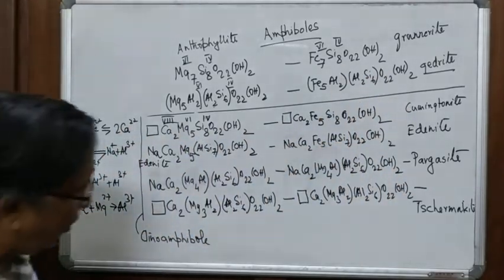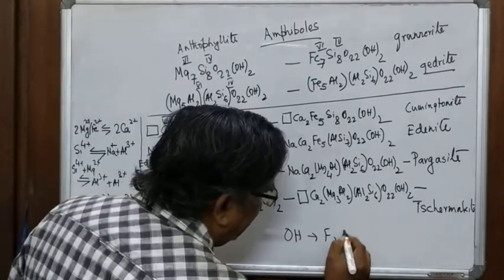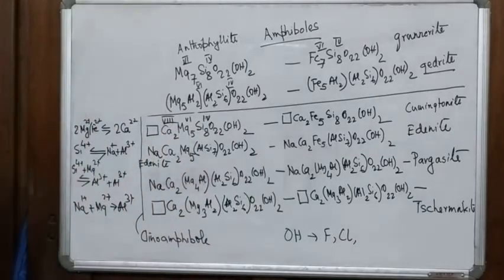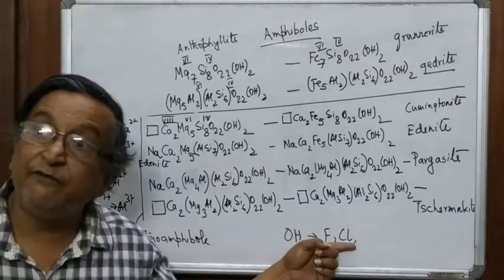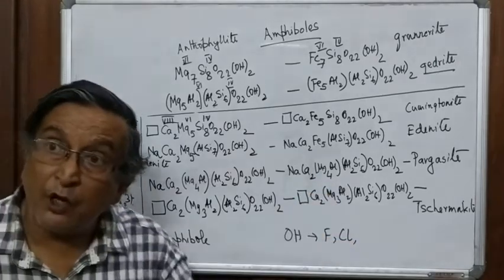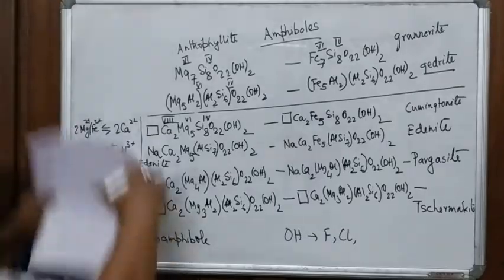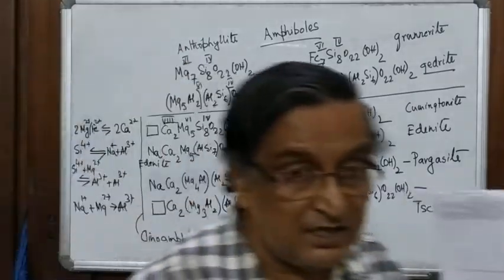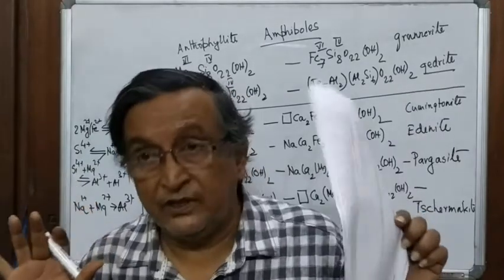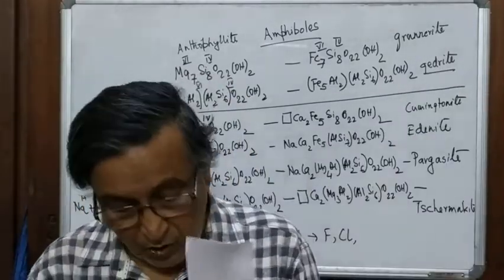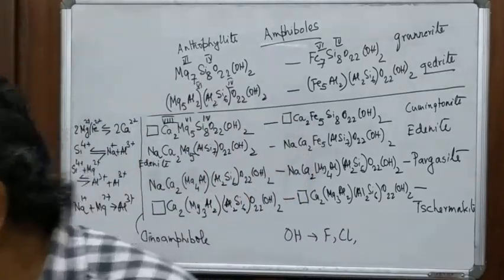And OH can be replaced by fluorine, chlorine at the minimum. So the hydroxyl ion that you have here can be replaced by fluorine and chlorine. So you can have chlorohornblende and fluorohornblende. So essentially hornblende is a hugely complex mineral that we should know how to deal with. We will talk about hornblendes much more. So right now I think I wind up. We will continue with this in the next class.